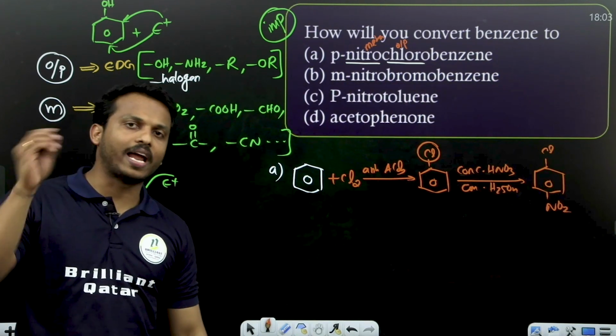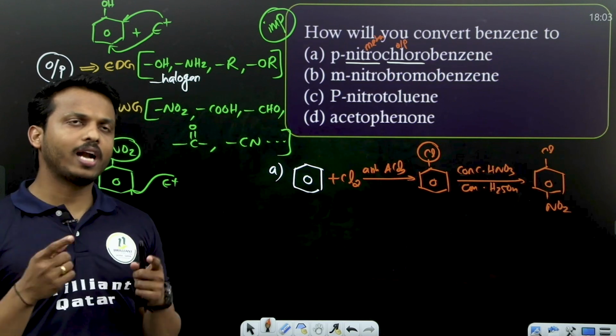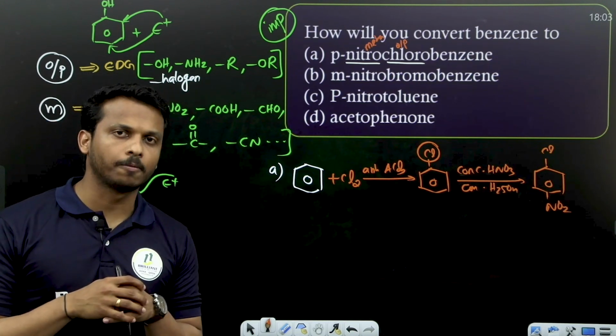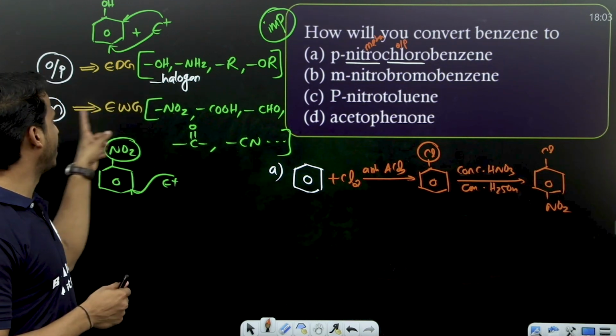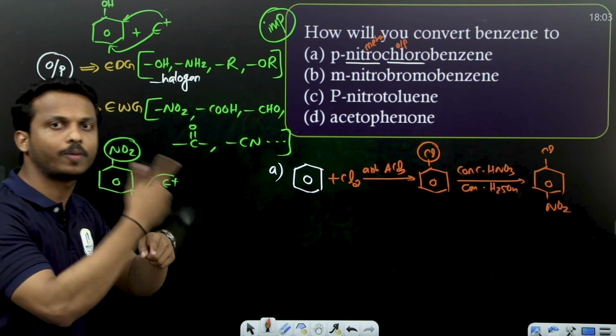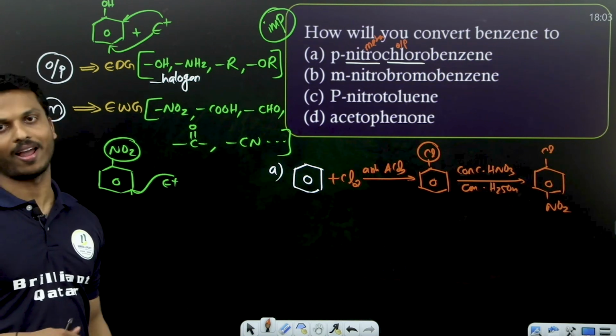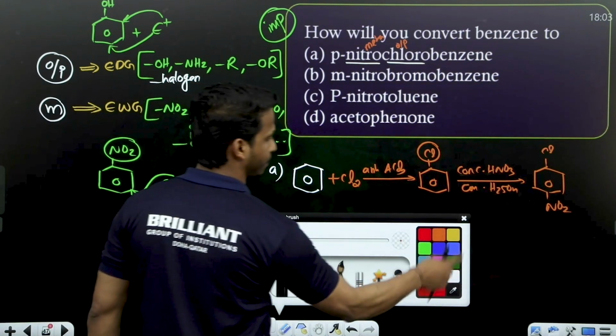Why are we not doing nitration first? If you do nitration on benzene, you will get nitrobenzene. Nitro is a meta-directing group. So the next group can go to meta. We want it in para.